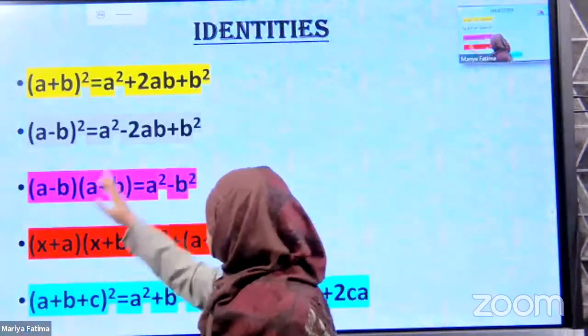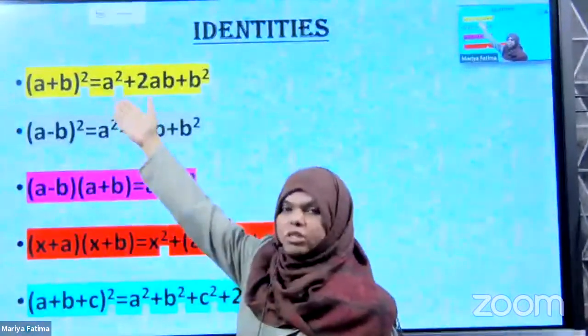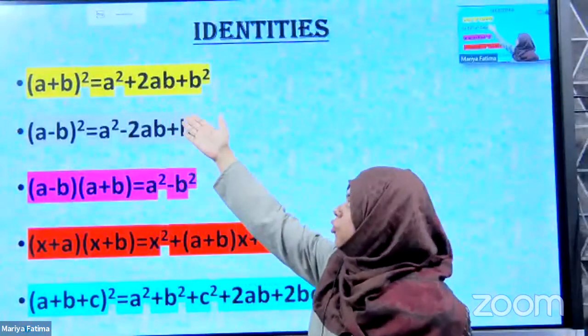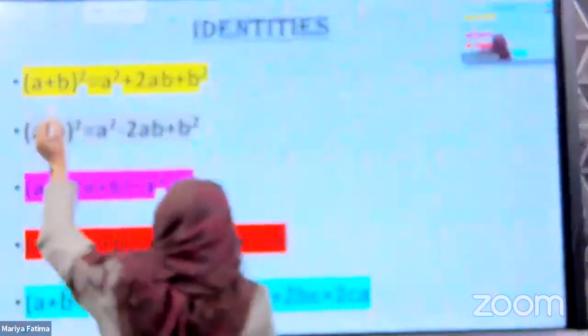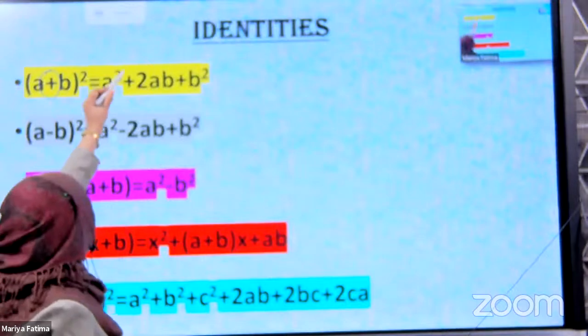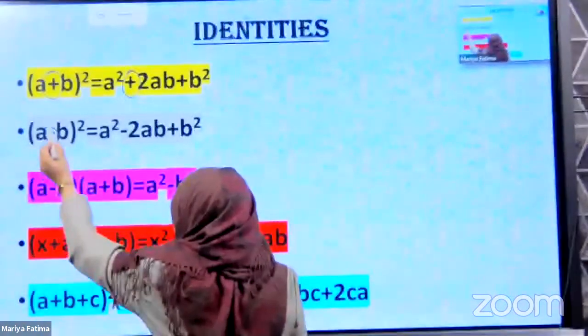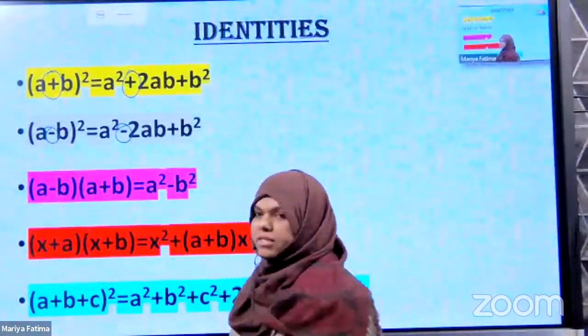Now, at last, we are going to see all the identities. The first identity is a plus b whole square is equal to a square plus 2ab plus b square. You have to remember this sign. If this sign is plus, then here plus will come. Next, if the sign is minus, then here minus sign will come.